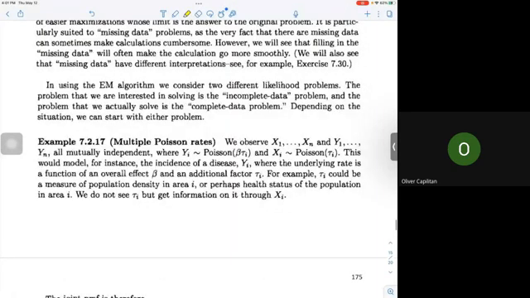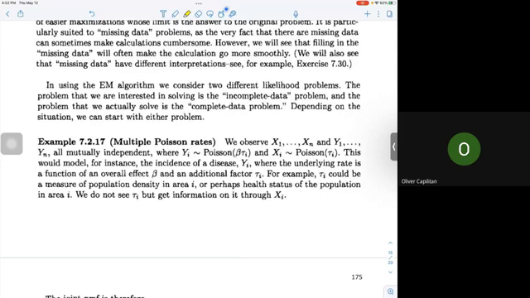We have the multiple Poisson rates. We observe x sub 1 up to x sub n and y sub 1 up to y sub n, all mutually independent, where the y sub i has a Poisson distribution with rate beta tau sub i. So it's a function of tau sub i, yung rate ng ating Poisson distribution. And then the x sub i here has a Poisson distribution with rate tau sub i.